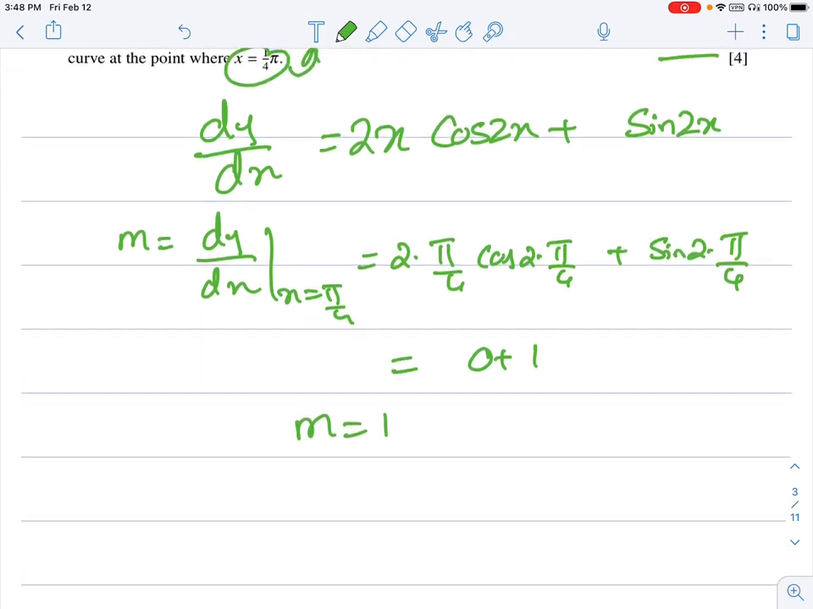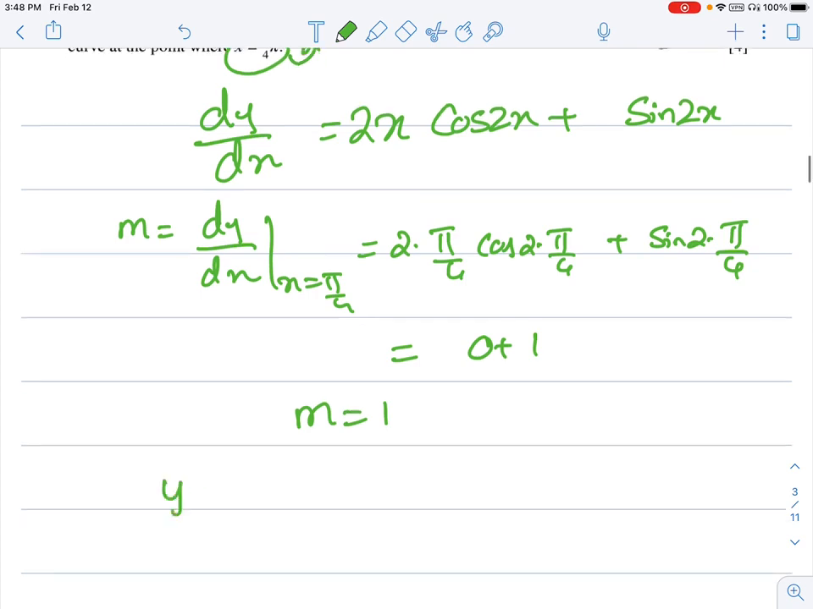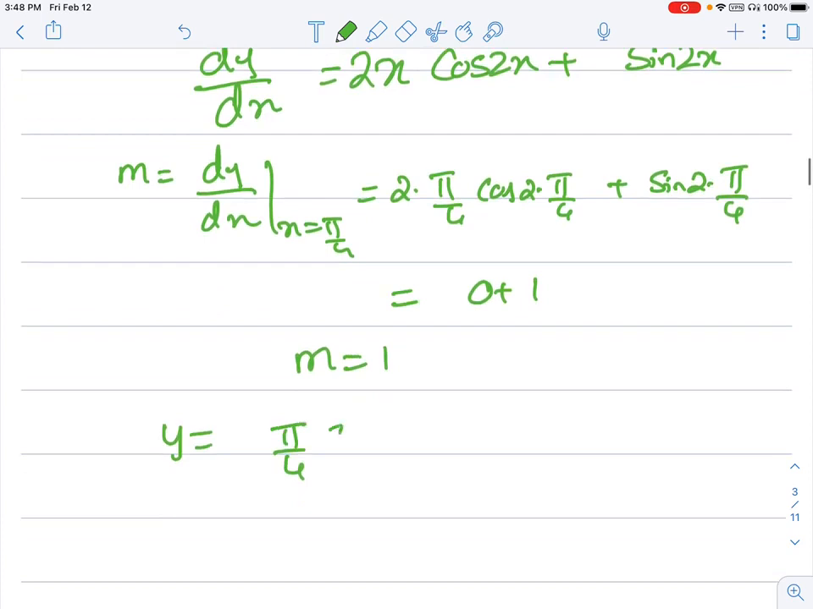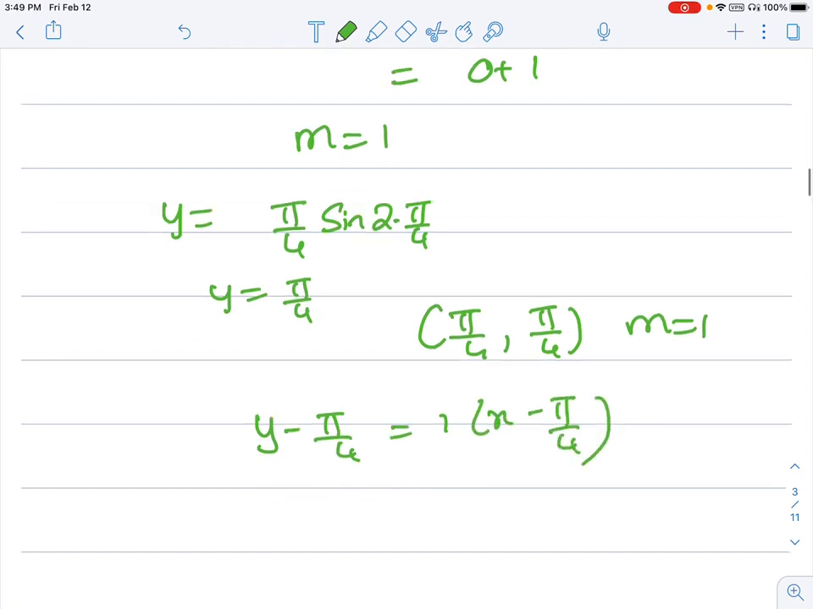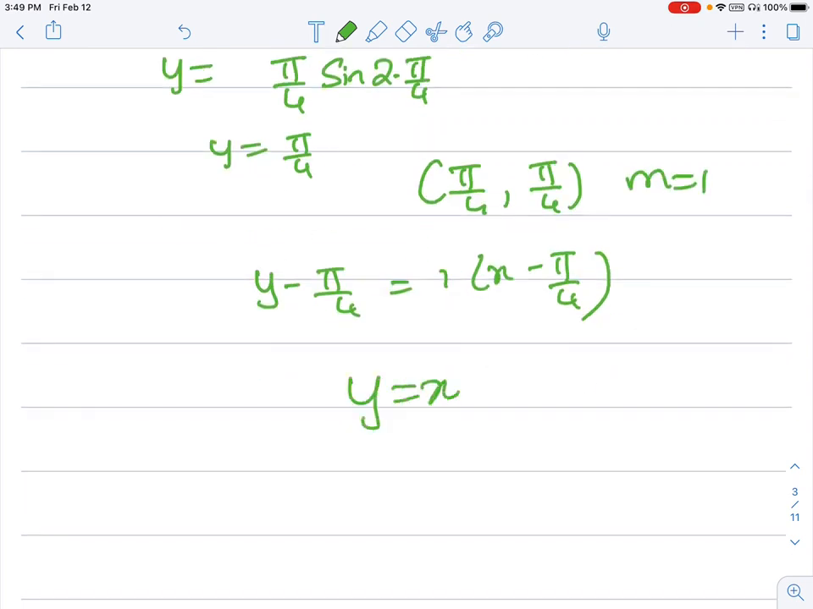You have to get the value of y2. So y is equal to x, which is pi by 4, sine 2x, 2 times pi by 4. So y is also equal to pi by 4. So the point is pi by 4 comma pi by 4 and the slope is 1. So the equation is y minus y1 is equal to m times x minus x1. So pi by 4 gets cancelled, y equal to x. This is going to be the equation.